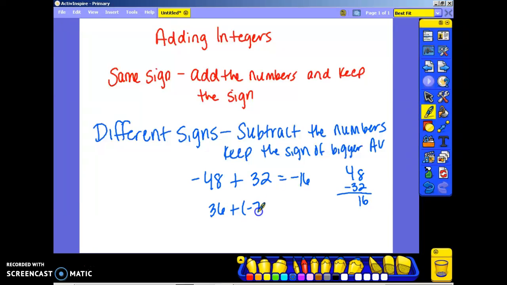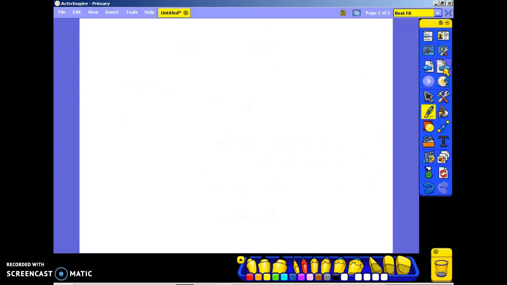36 plus negative 72. My signs are different, so I'm subtracting. Take the bigger number, 72, and subtract 36. I have to borrow. 12 minus 6 is 6. 6 minus 3 is 3. 72 is the bigger number and it's negative. So my answer is negative 36.